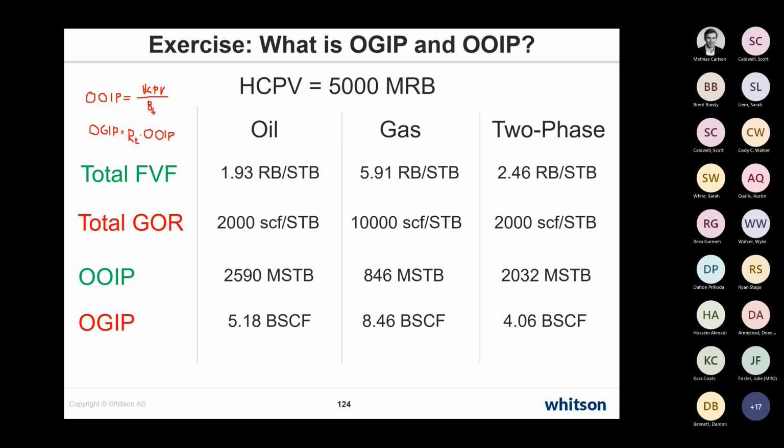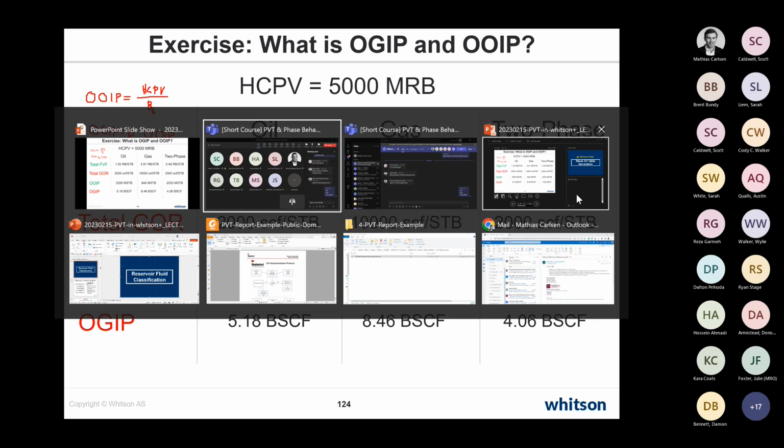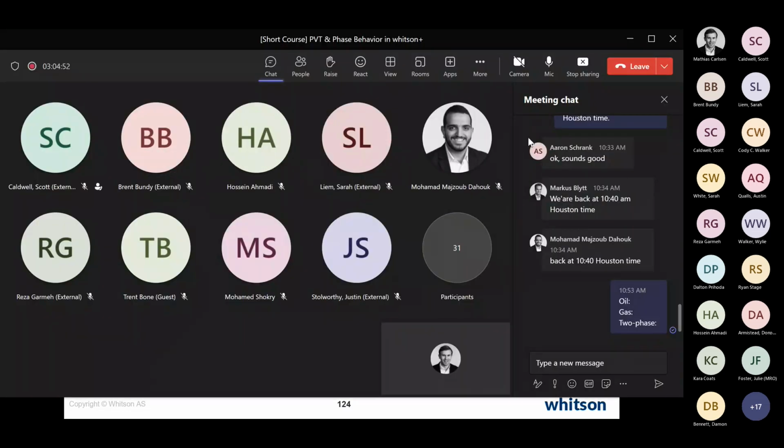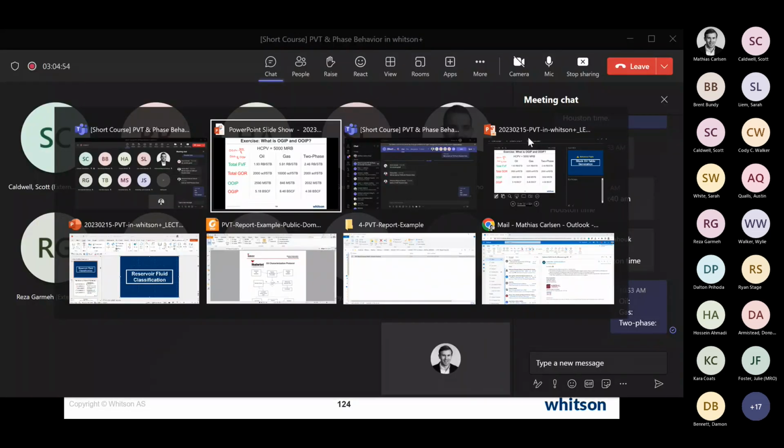That's the RT. Then you do the same thing here in a similar manner, and the same thing here in a similar manner. And these numbers right here are automatically outputted when you use Whitson Plus. So that's nice from that perspective. Any questions about this exercise?